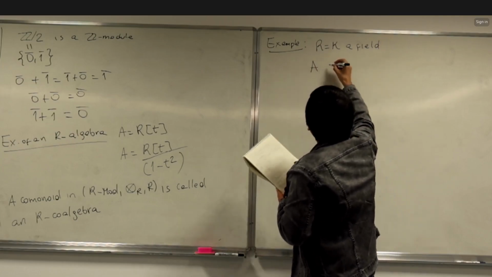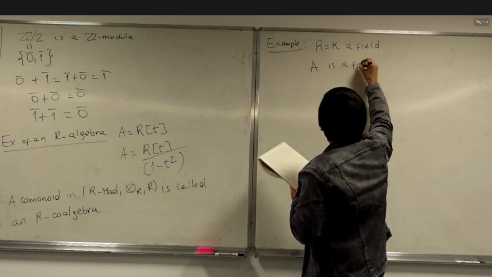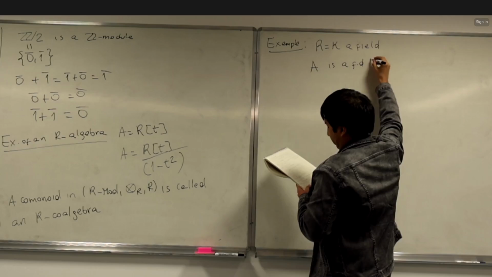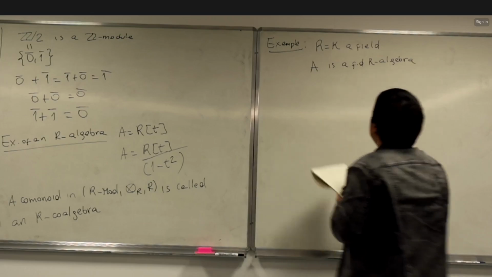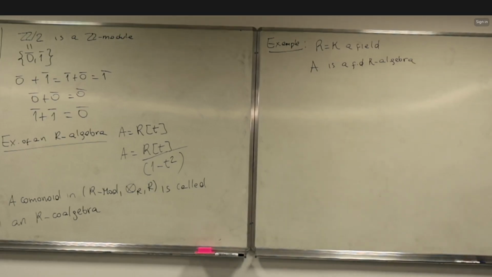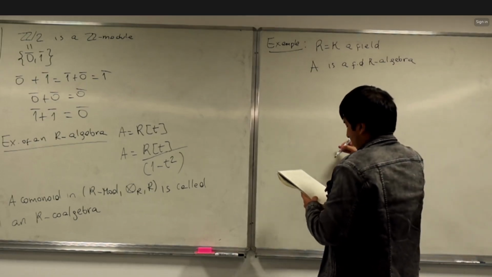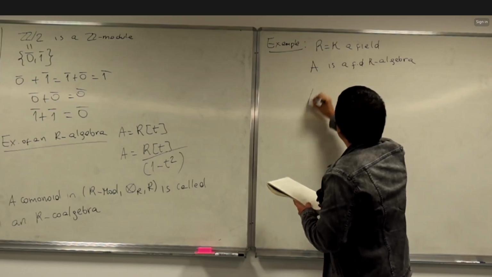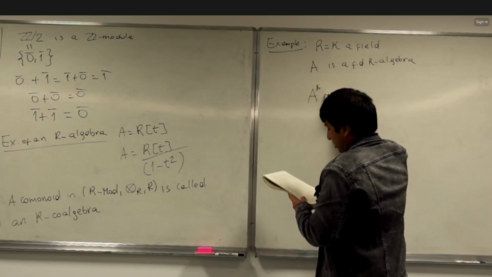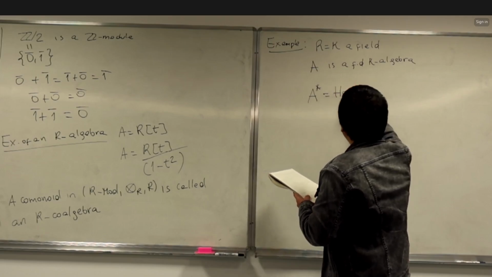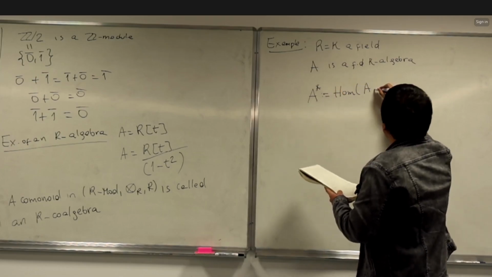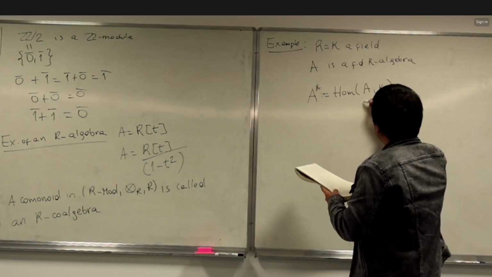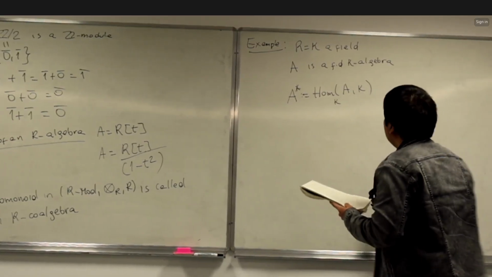Let's suppose that A is a finite dimensional K algebra. When I say finite dimensional, I mean as a K vector space. The dual space, defined in this way, is a coalgebra.